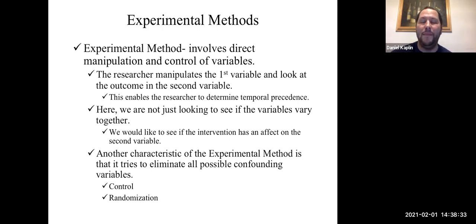And you eliminate confounds using systematic control and randomization. Systematic control means that you're going to treat all participants the same. So if you treat all participants the same on a given factor, that factor cannot result in differences in an outcome because everyone was treated the same. So you've controlled for that.